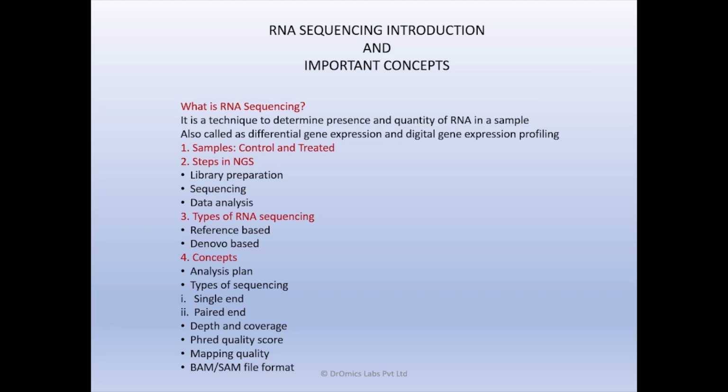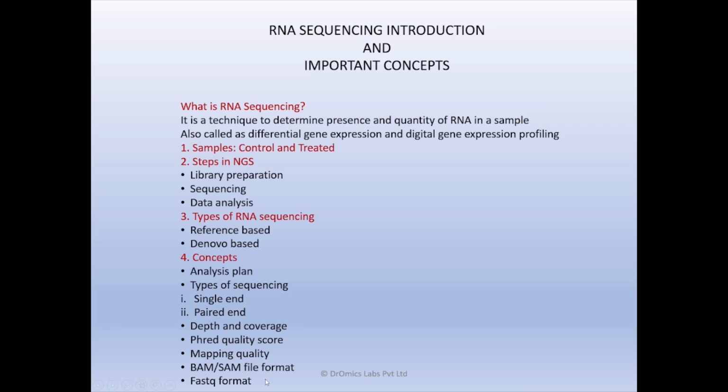BAM stands for binary alignment map format, and as it is binary, it is in computer readable format. SAM is the sequence alignment map format, which is human readable format. But about this SAM format, we will discuss in detail in the bootcamp.